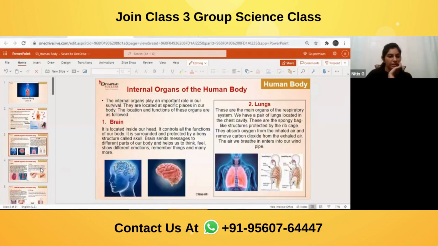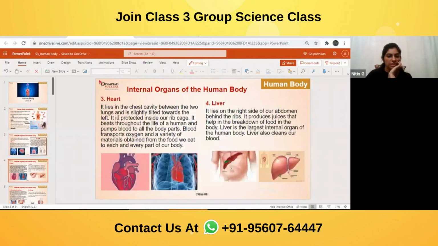This we have done, and moving on to the next internal organs, that is the heart and liver. Coming to the heart. The heart also lies in the chest cavity, like the lungs. It lies between the two lungs and is slightly tilted towards the left side. It is protected inside our rib cage, like the lungs.